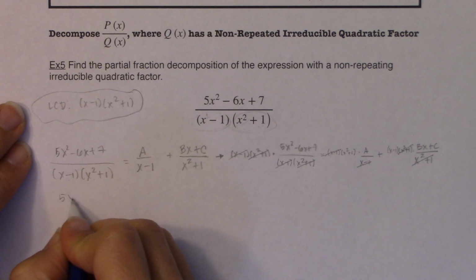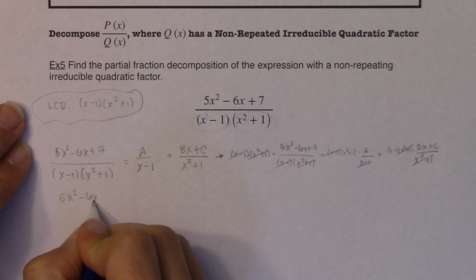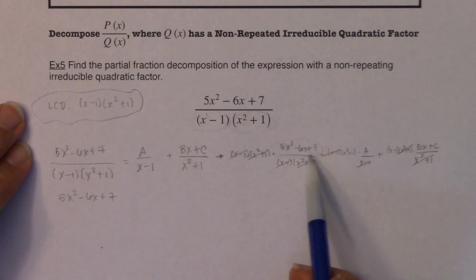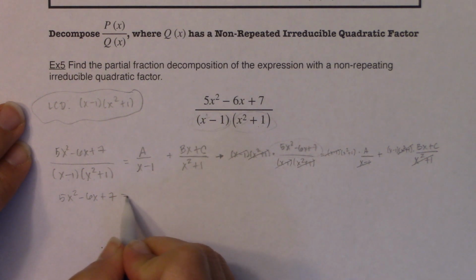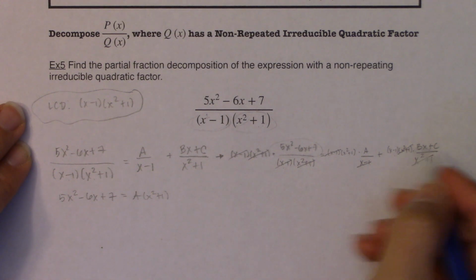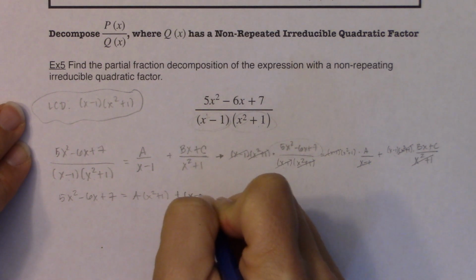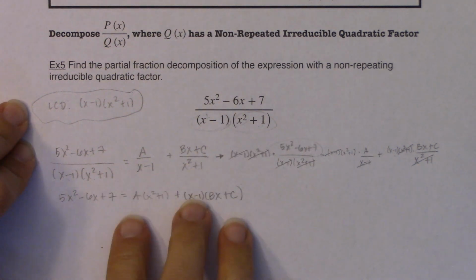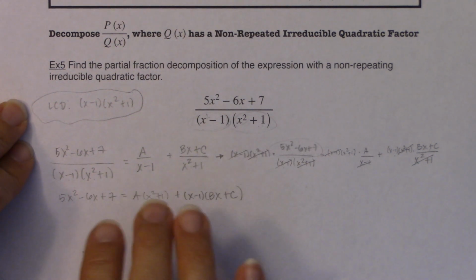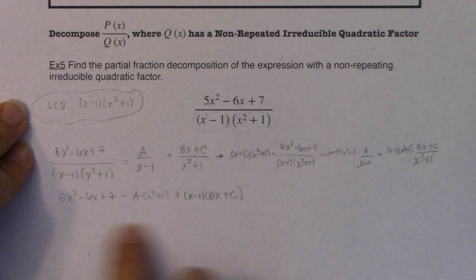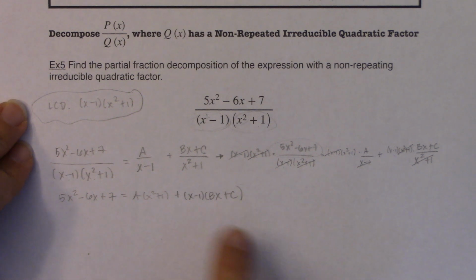If I look at my next part, my left side is just 5x squared minus 6x plus 7. Then I have a times x squared plus 1 here. And then I have x minus 1 times bx plus c. And because I'm going to go with setting quadratic to quadratic, I'm going to set up my system of equations. I'm going to FOIL this out.